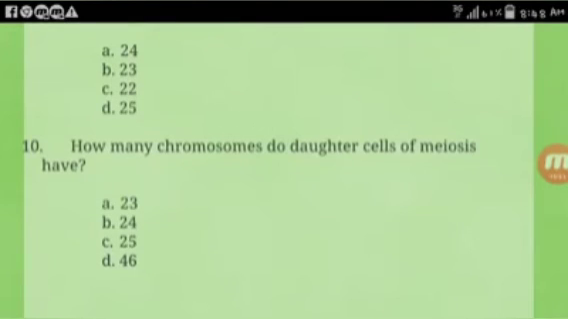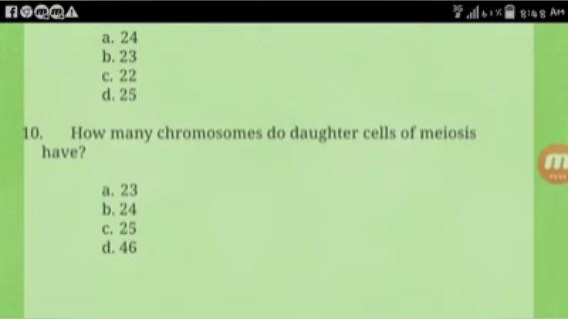Number 10, how many chromosomes do daughter cells of meiosis have? It's 23 chromosomes. Because when these two cells, like for example egg cell and sperm cell, meet during fertilization, they make a total of 46, which is a normal number of chromosomes, okay? Or 23 pairs of chromosomes.